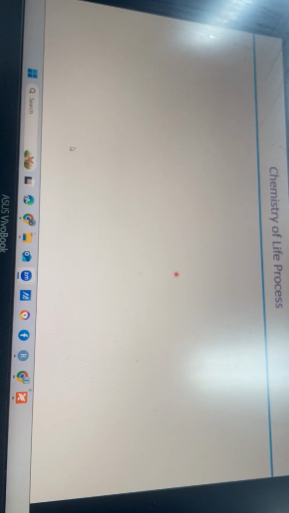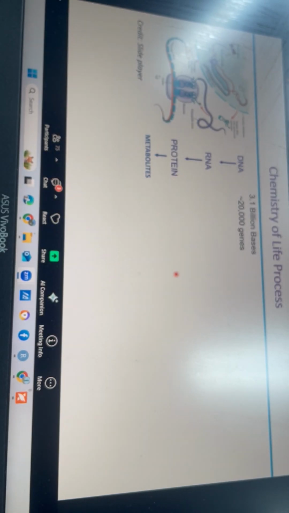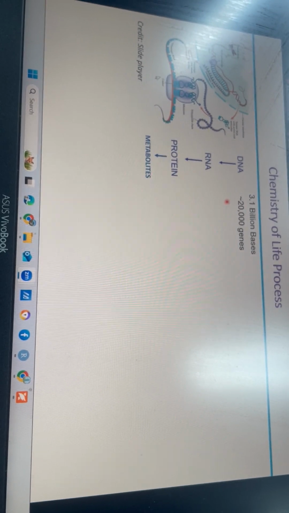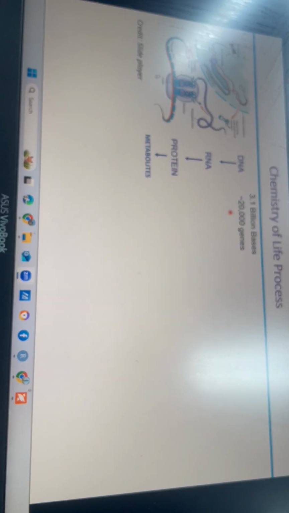Okay, so then, for this class, we need to also understand the biology, the chemistry of life process. Okay, so we have DNA. So we have kind of 3.1 billion bases. So far, we know 20 to 25,000 genes, but we still do not know all of their functions. So DNA need to be transcribed to RNA. So then from RNA need to be translated to the protein, and then protein work with different molecules, especially enzyme. They also create a lot of metabolites.